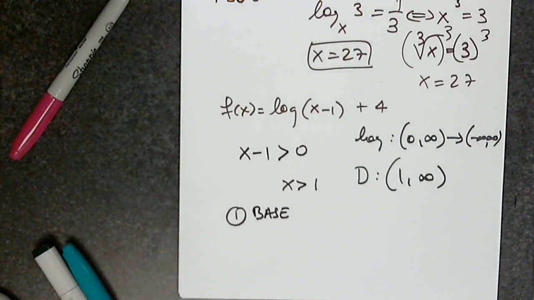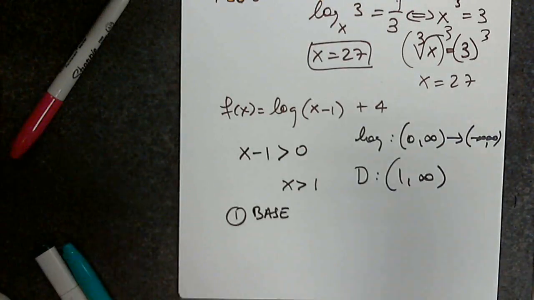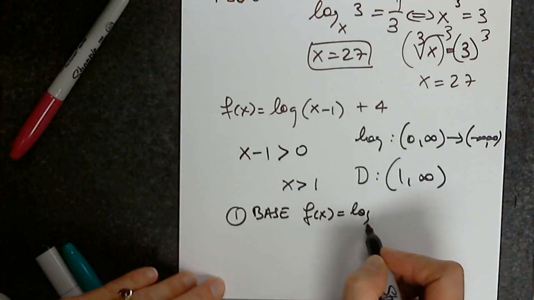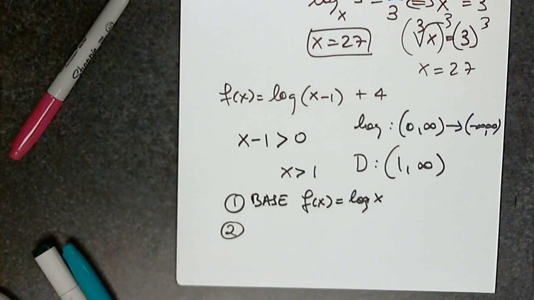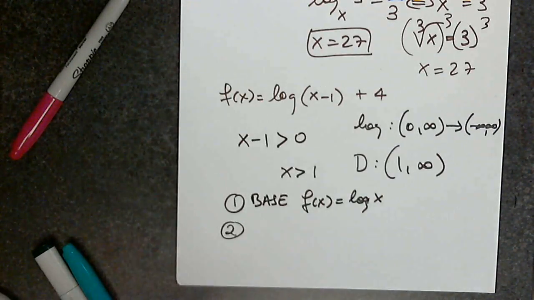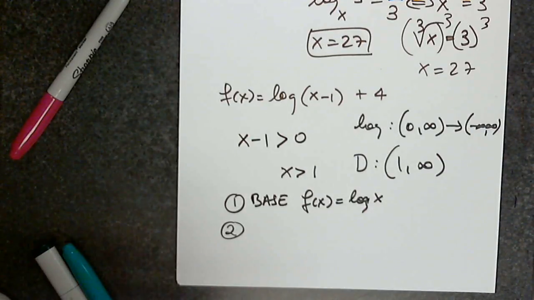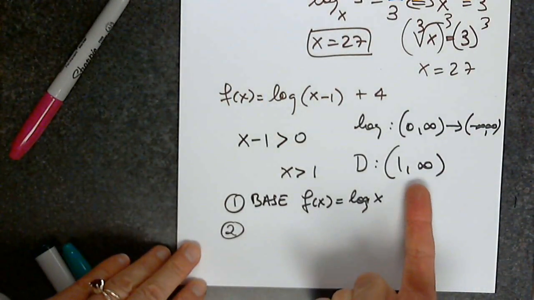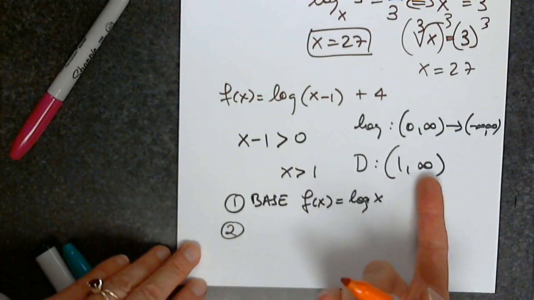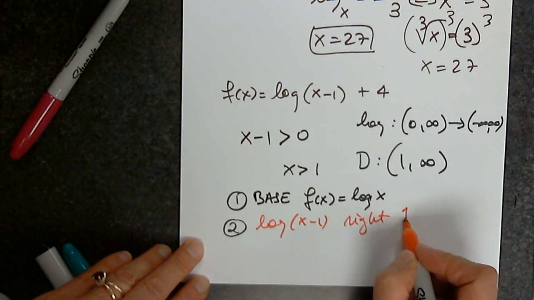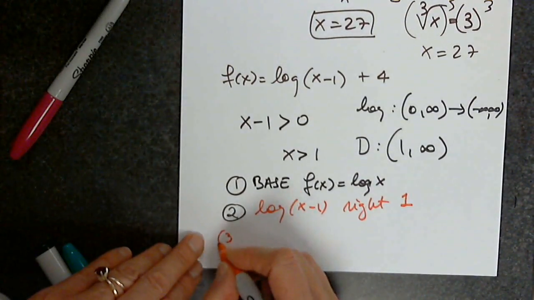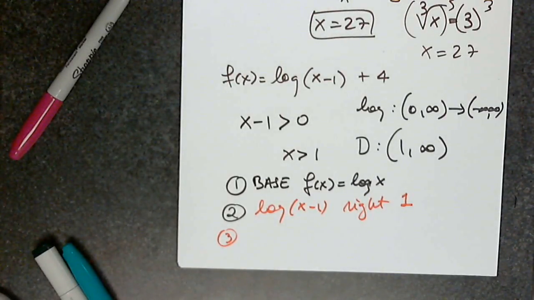Okay. So now I want to graph this function, but first I want to identify the base. What is the base function for log of x minus 1 plus 4? Yes, but the base function is f of x equals log x. First step, there is one transformation on the base function. Which transformation is on the base function? Exactly. That's why we already know where it's going. How do I know where it's going? Right. So log of x minus 1, right 1.